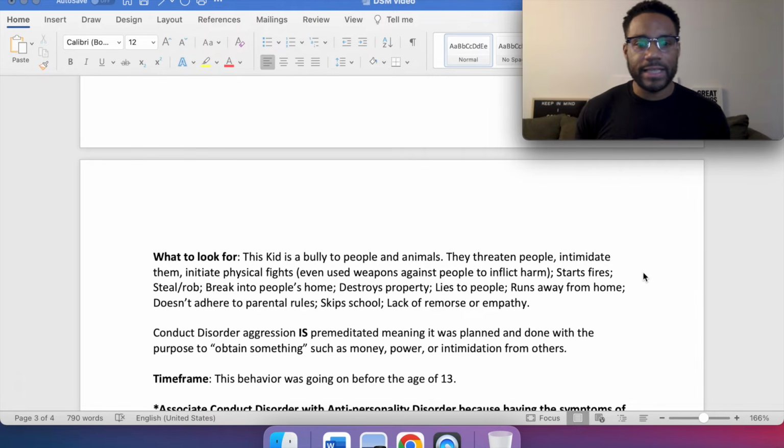initiate physical fights, even use weapons against people to inflict harm, start fires, steal, rob, break into people's homes, destroy property, lie to people, run away from home, don't adhere to parental rules, skip school, and show a lack of remorse and empathy. In conduct disorder, aggression is premeditated, meaning it was planned and done with the purpose to obtain something such as money, power, or intimidation from others.